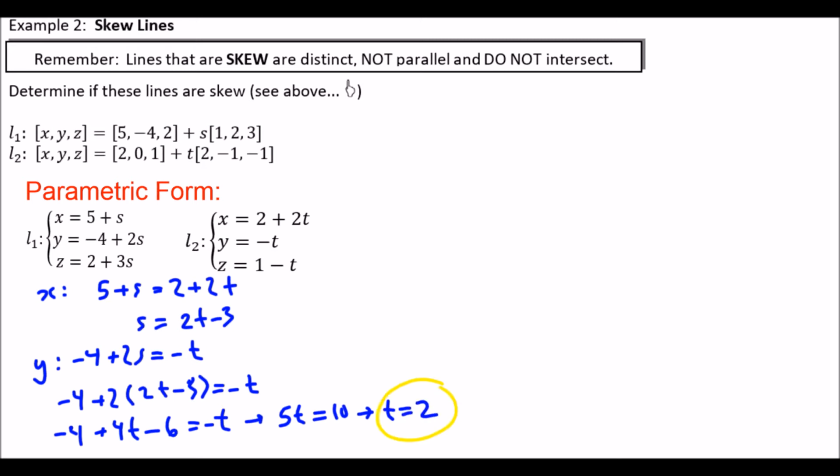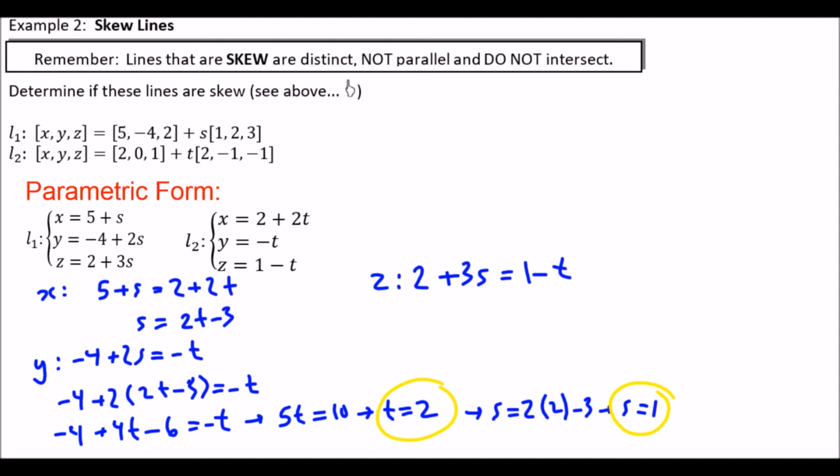Beautiful. Let's continue. So if t is equal to 2, then I can get s. S is equal to 2 times 2 minus 3. So that means s is equal to 1. All right, so I've got my s and t. So now I'm going to check this in z. So here we go. Z is equal to 2 plus 3s is equal to 1 minus t. Plug in, left side, right side. So 2 plus 3 times 1 is equal to 1 minus 2. So here I get 5 is equal to negative 1.